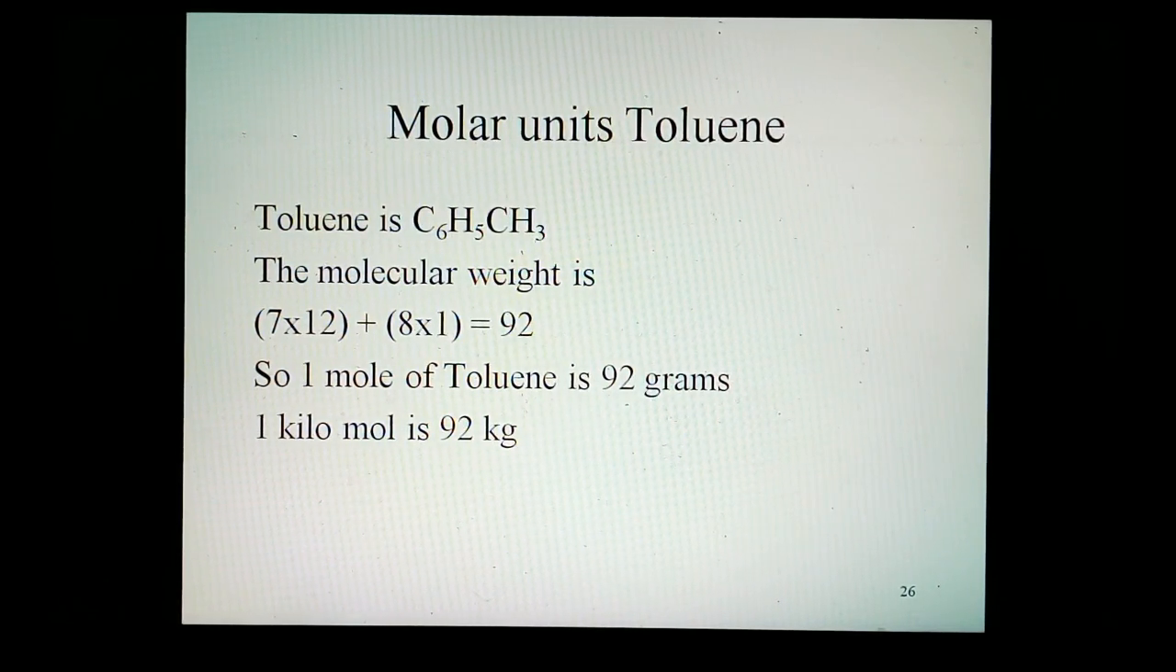Molar units for toluene. Toluene is C7H8. The molecular weight is 7 × 12 + 8 × 1 = 92. So 1 mole of toluene is 92 grams. 1 kilomole of toluene is 92 kilograms.